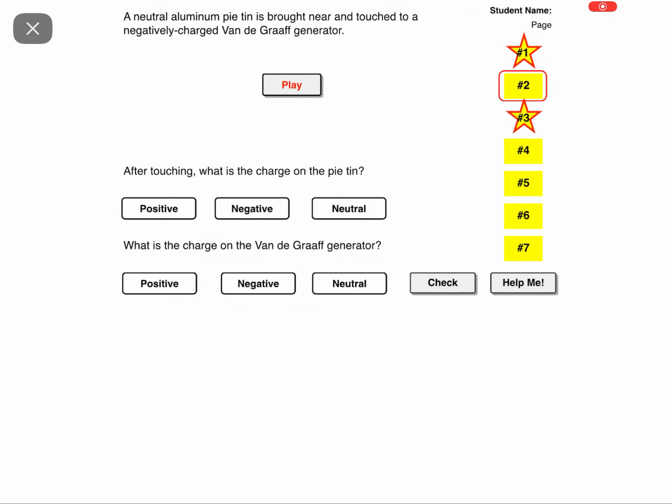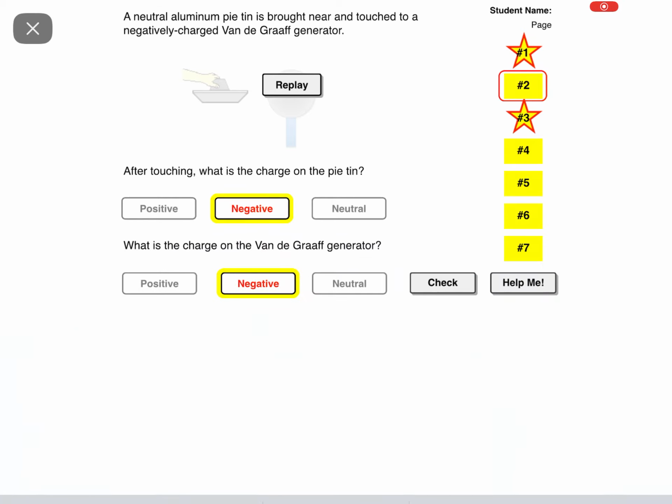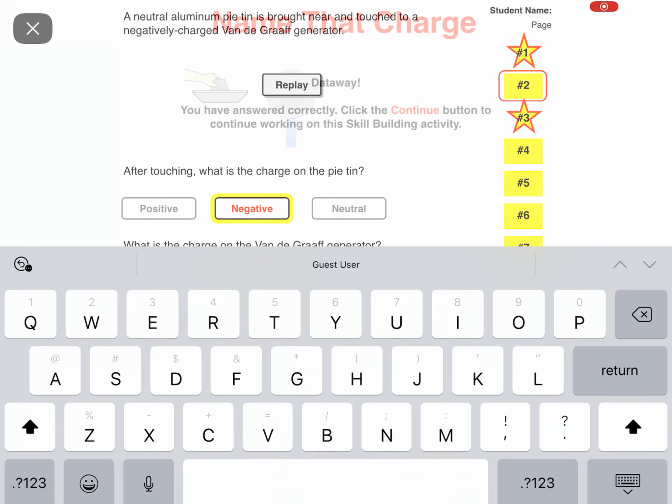A neutral aluminum pie tin is brought near and touched to a negatively charged Van de Graaff generator. So let's look at what happens here. All right, what is the charge after it's touched? What is the charge on the pie tin? It's going to be negative because those negative charges are going to spread out from the Van de Graaff generator into that pie tin. The pie tin is a very good conductor. What is the charge on the Van de Graaff generator? Well, it just stays negative. Those charges just spread out.